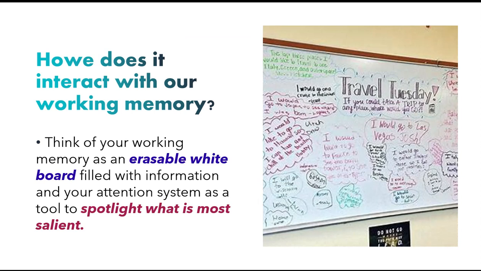So now you should ask yourself, how does our attention interact with our working memory? The image we have over here on the right is a pretty clogged up whiteboard. And the analogy that Dr. Jha uses is she uses working memory as an erasable whiteboard that we can fill with information that we want to be able to use at the moment.